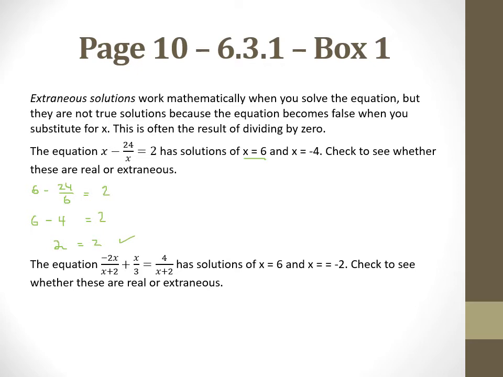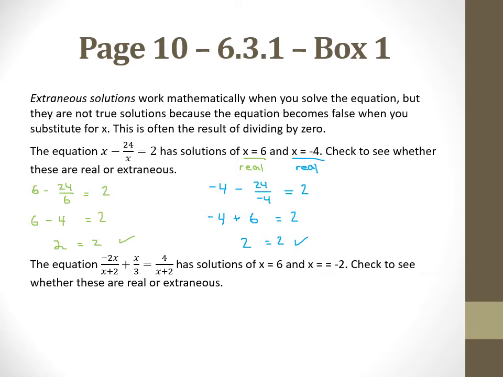That is a true equation. So when you plug it in and you get something that is true, it works out. This is a real solution. And then we do the same thing for x is negative 4. If I plug in negative 4, minus 24 over negative 4, that's supposed to equal 2. Let's see if it actually does. Negative 4, and then negative 24 divided by 4 becomes positive 6. So negative 4 plus 6, does that equal 2? Yes, it does. Negative 4 plus 6 is 2. 2 equals 2 is a true equation. So x equals negative 4 would be a real solution as well.